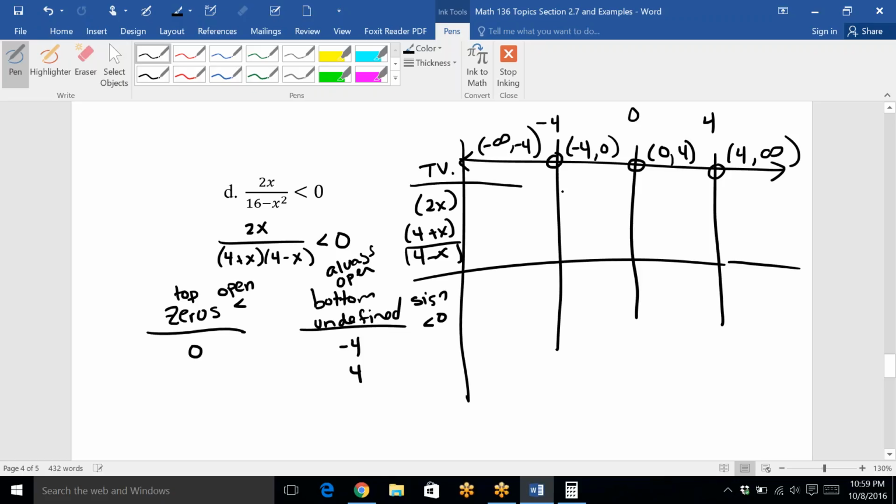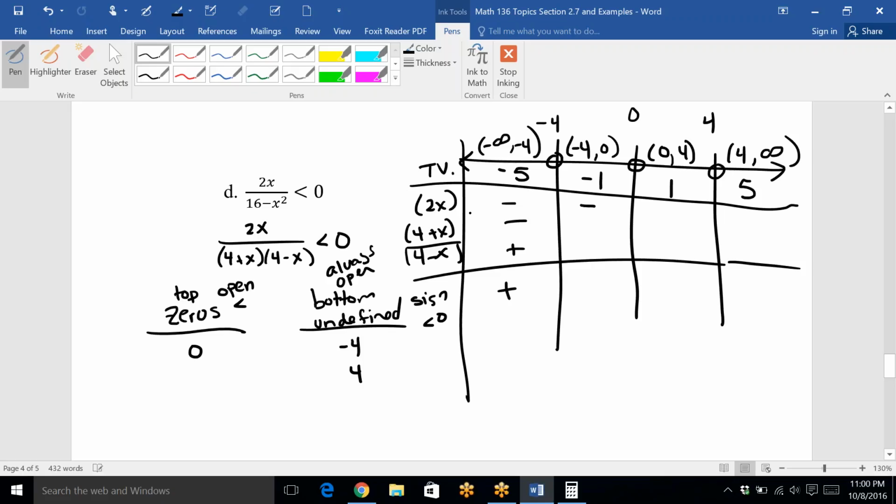Okay, so our test values, smaller than -4 could be -5. Between -4 and 0, I could do -1. Between 0 and 4, I could do +1. And 4 bigger would be 5. So 2 times -5 is a negative value. 4 plus -5 would be negative. 4 minus a -5 would actually come out positive. Two negatives either multiplied or divided together would be positive.